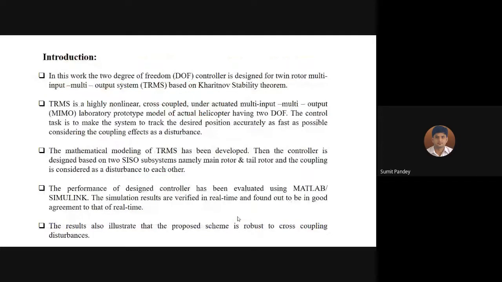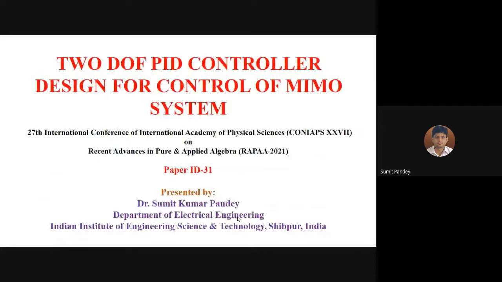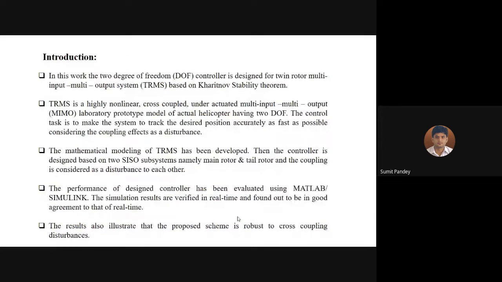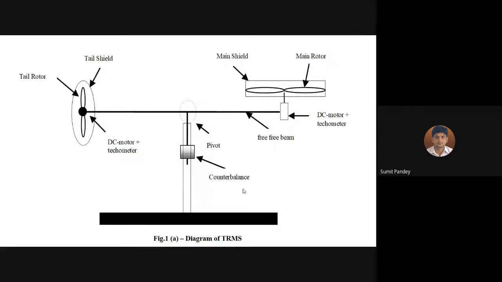Okay. So that is the difficulty with the MIMO system. One of the common examples of a MIMO system is the TRMS, the twin rotor multi-input multi-output system. This is the diagram of the twin rotor MIMO system. This is the laboratory setup of an actual helicopter system. Like in an actual helicopter, there are two rotors. One is known as the main rotor and the other is the tail rotor. The main rotor, which is big in size, is responsible for the pitch motion, meaning the motion in the vertical direction, whereas the tail rotor is responsible for the motion in the yaw direction. It means there is an x-axis direction.